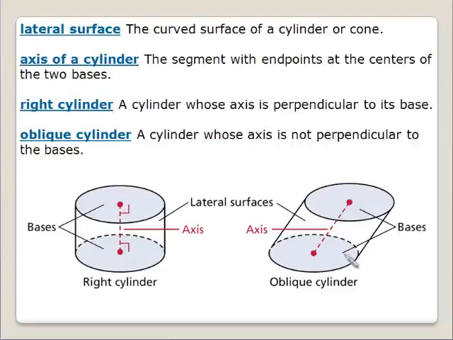An oblique cylinder is a cylinder whose axis is not perpendicular to the bases. So right here you can look at it as a tilted cylinder. Okay, this axis does not form a right angle with the bases.